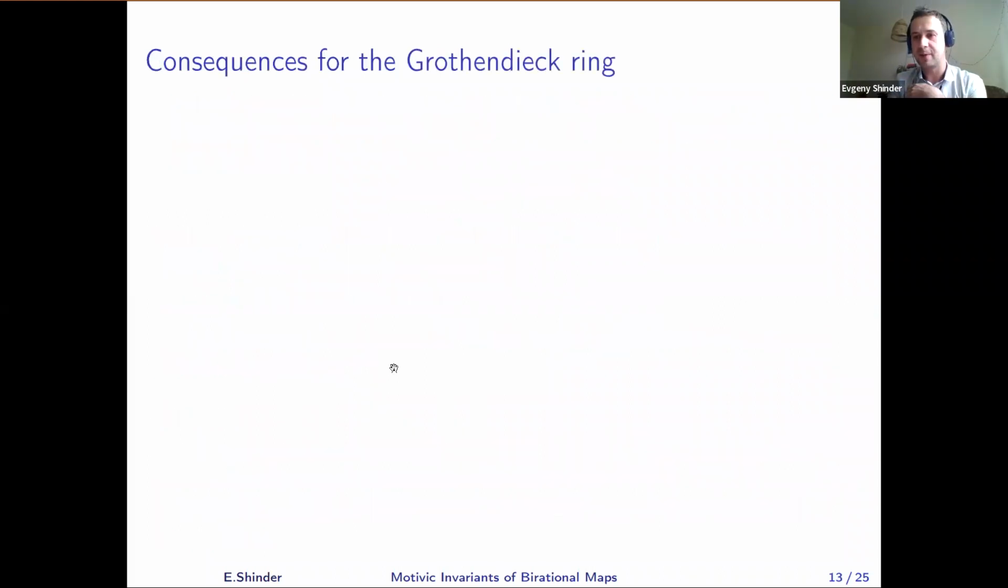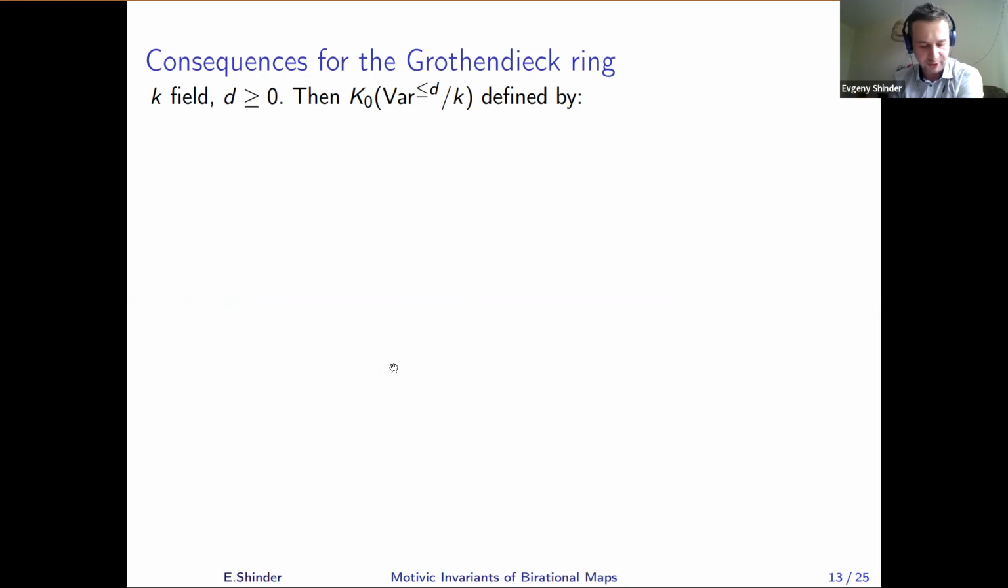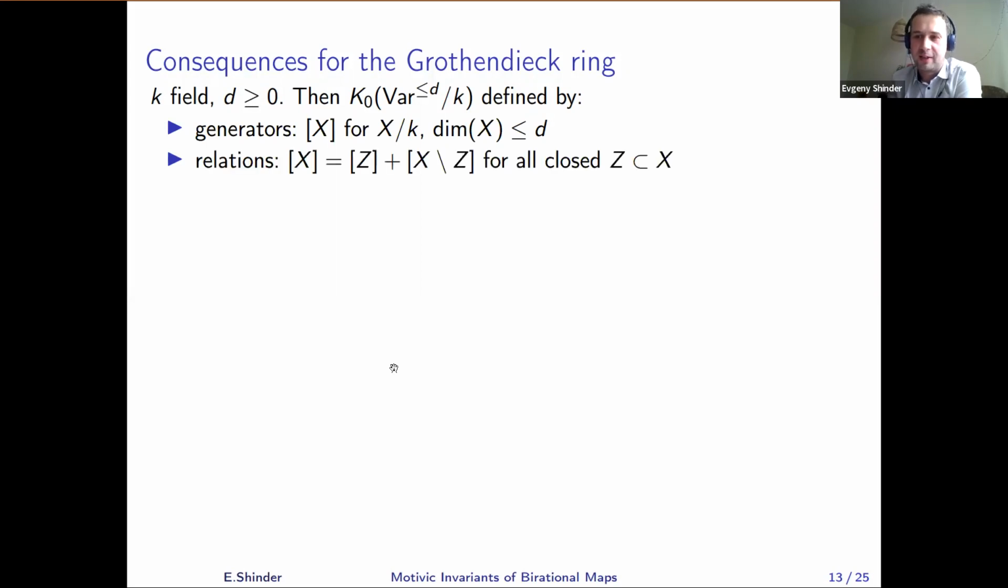Before that, let me explain consequences for the Grothendieck ring. I introduced in the introduction the Grothendieck ring as a certain ring with generators and relations. And to study it, we may consider a truncated version. Specifically, we look at only varieties of dimension up to D. So the generators are isomorphism classes of varieties of dimension up to D, and the relations are the same cut and paste relations for these varieties. And there's a partially defined product, which we won't use very much.